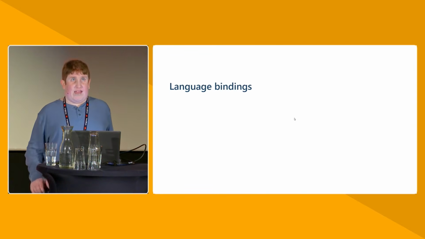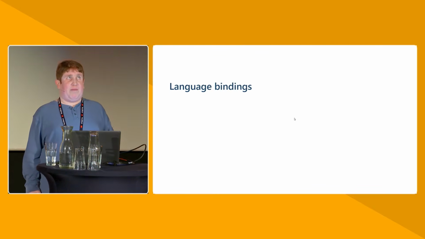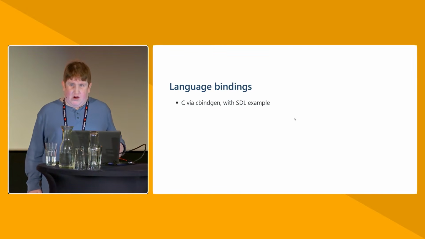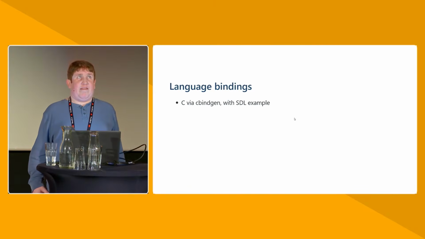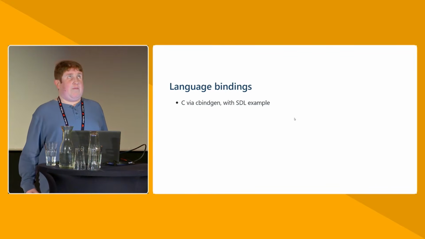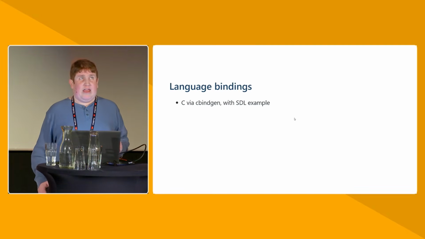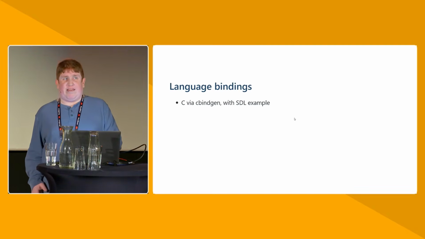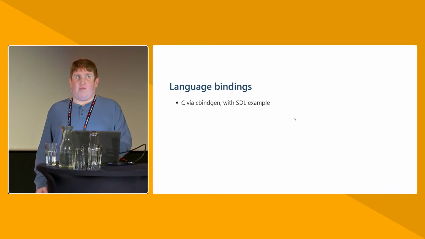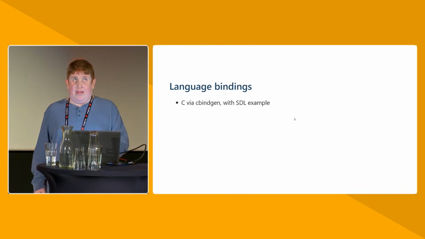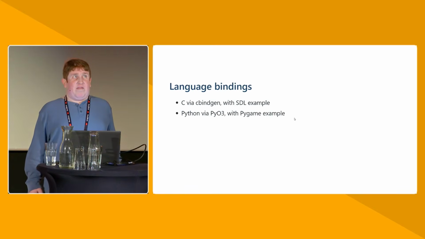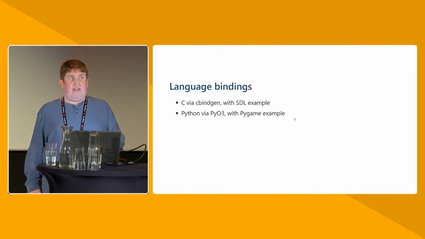And speaking of making more toolkits accessible, even beyond Rust, let's talk about language bindings. So far, we have C. So we implemented a wrapper library with a C-compatible ABI, and then used cbindgen to generate the header file. And we have a cross-platform example of using that with SDL. We have Python bindings written using Pyo3 with a cross-platform example using Pygame.